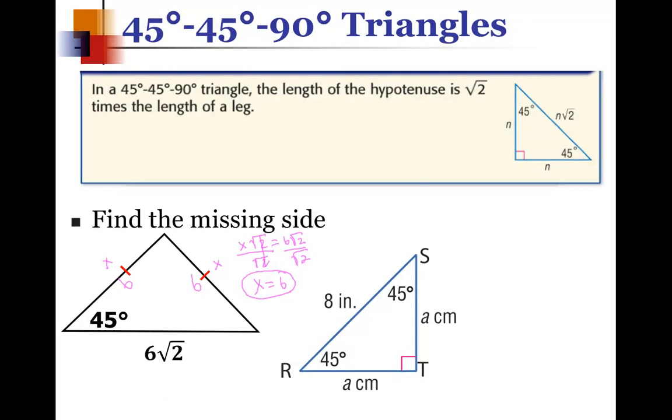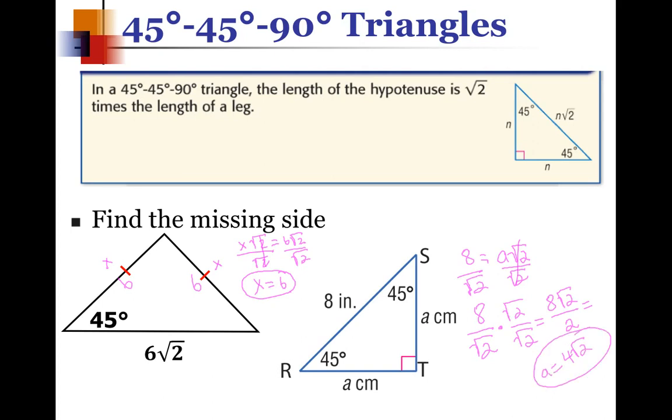What about this one over here, right? So 8 is going to be equal to a root 2, right? The hypotenuse is equal to root 2 times the length of a leg. So I'm going to divide by root 2 and divide by root 2. And this is where it would be fabulous if we can try to rationalize. So I'm going to multiply by root 2 over root 2. I have it now, but I just want to rationalize it. So I get 8 root 2 divided by root 2 times root 2 is root 4, which is just 2. So it's 4 root 2. Right? So a equals 4 root 2. So this side would be 4 root 2. And this side would be 4 root 2.